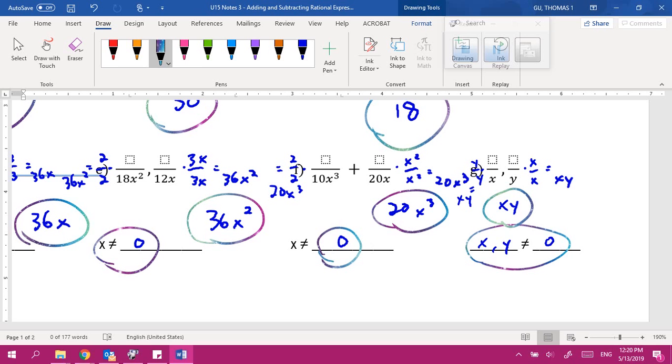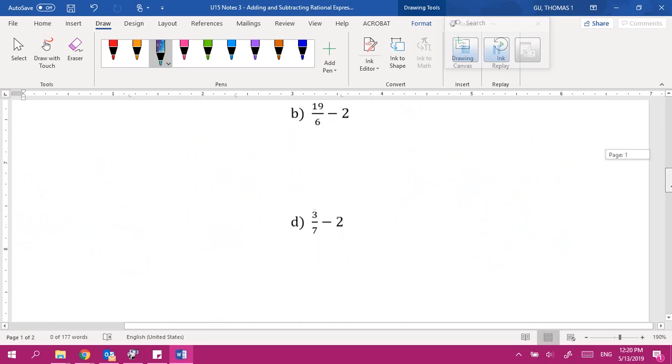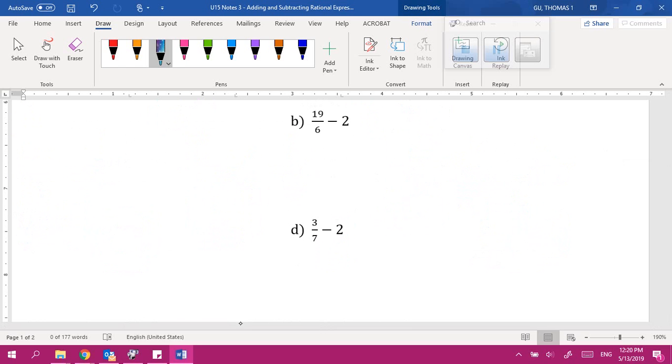And that's it. So in this section, we're just focusing on finding least common denominators. That's because we can't add or subtract until we can find this. So if you don't know how to find this, the lesson doesn't go on. So now let's go on to example 2 where we're actually adding and subtracting, starting with just basic fractions.